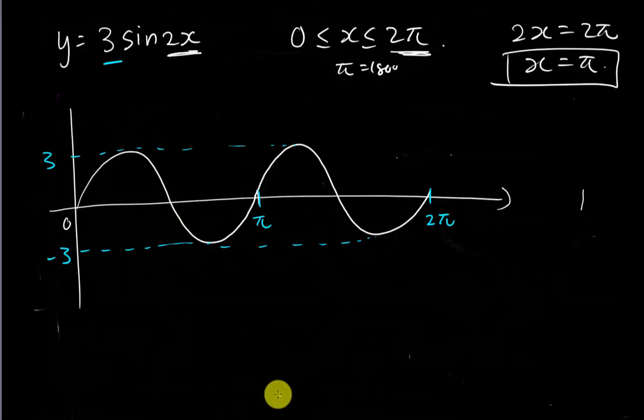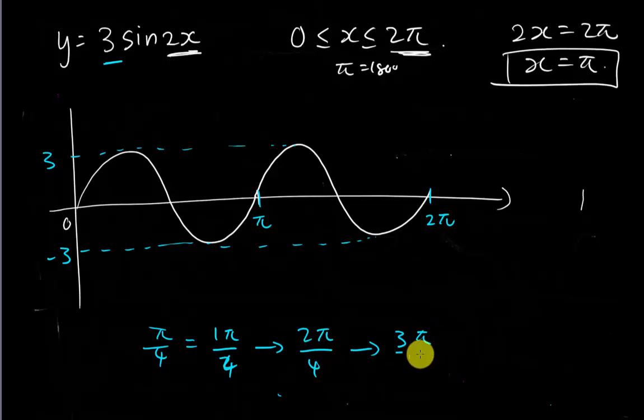You just imagine, if you divide your pi into 4 parts, it's just pi over 4. Pi over 4 actually means 1 pi over 4. The next one will be plus pi over 4 again, so it will be 2 pi over 4. The next one will be plus pi over 4 again, it will be 3 pi over 4. The next one will be plus pi over 4, which is 4 pi over 4, which you call pi. So this is what happened.